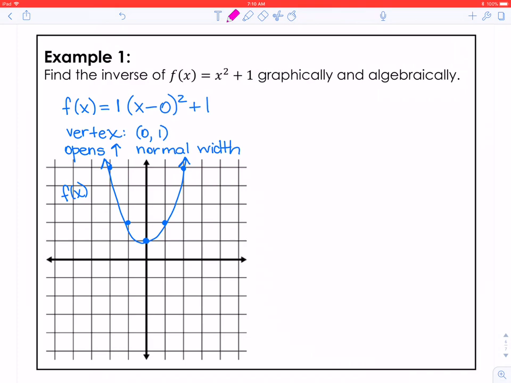So I have the point (-2, 5) on my function. So on my inverse, I would have the point (5, -2). On my function, I have the point (-1, 2). So on my inverse, I would have the point (2, -1). Okay, on my function, I have the point (0, 1). So on my inverse, I would have the point (1, 0). And so on and so forth.